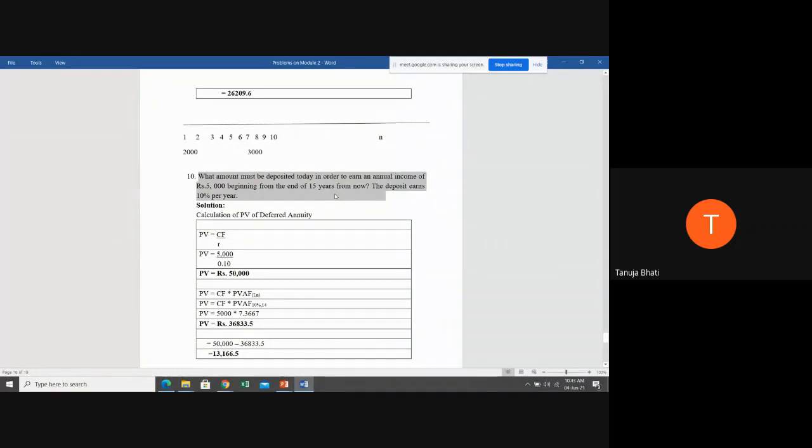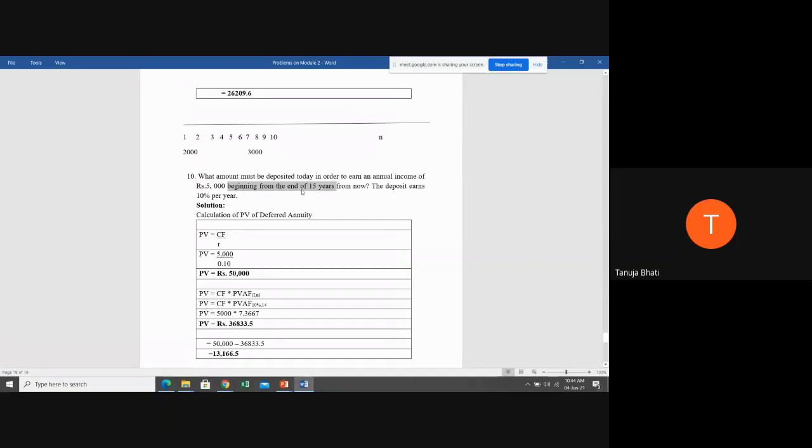That is from the 16th year onwards. From the end of 15 years, so 15 years also will be included. Now, beginning from the end of 15 years, what does this mean? It means the annual income should start flowing from when? Beginning means here starts from. See, interpret the sentence properly.